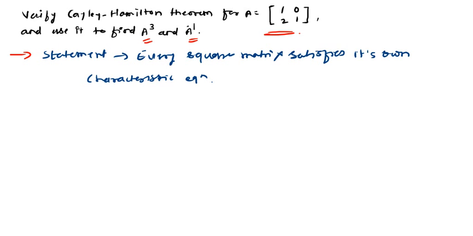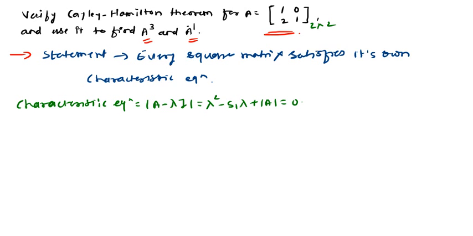Okay, so firstly find out the characteristic equation. Okay, characteristic equation, that is what? Determinant A minus lambda I, and this is a 2 by 2 matrix, so this will be like lambda square minus S1 lambda plus determinant of A equal to 0, where this S1 is what? It is a sum of the main diagonal element, which is 1 plus 1, which is equal to 2. Okay, now next thing is what is this? The determinant of this will be 1 minus 0, which is equal to 1.